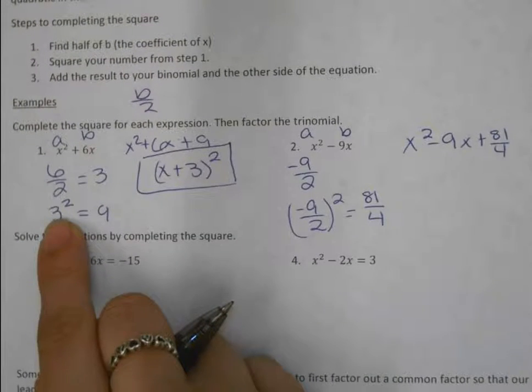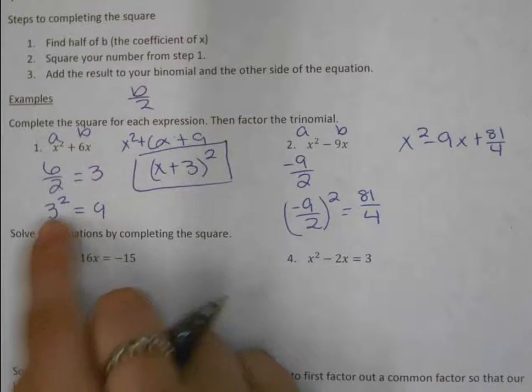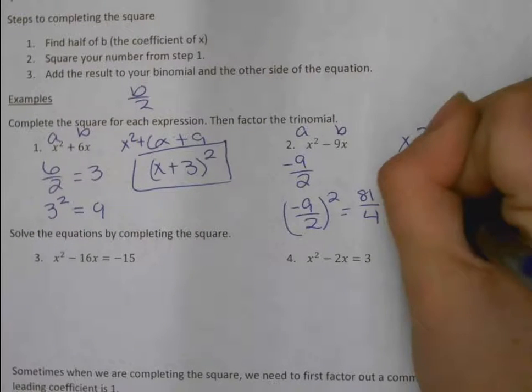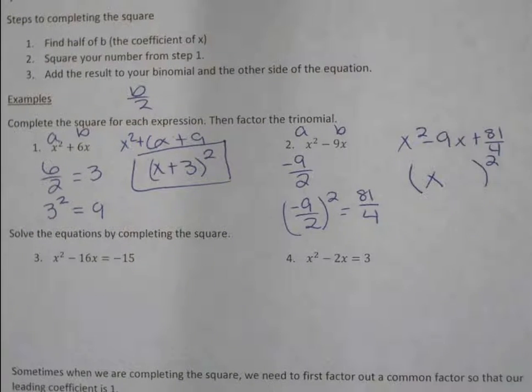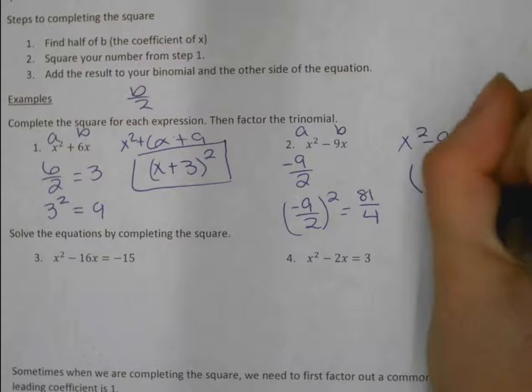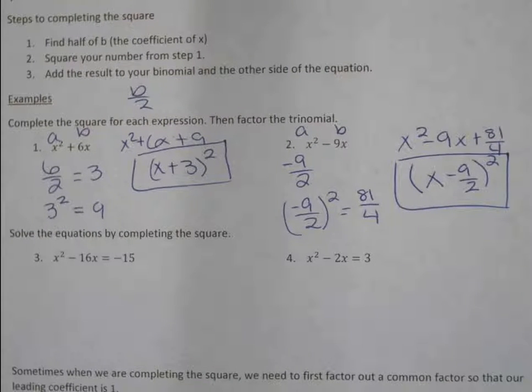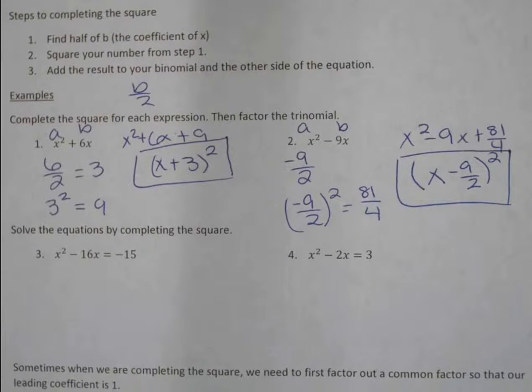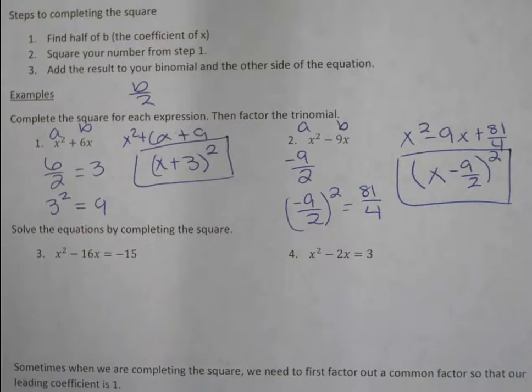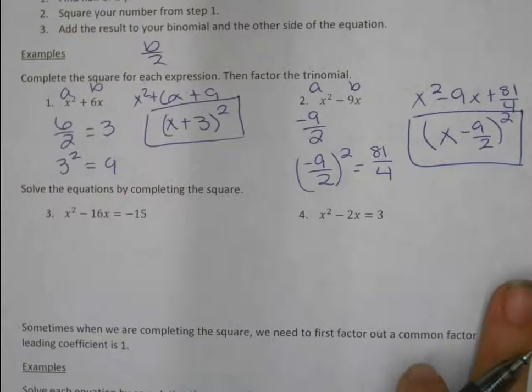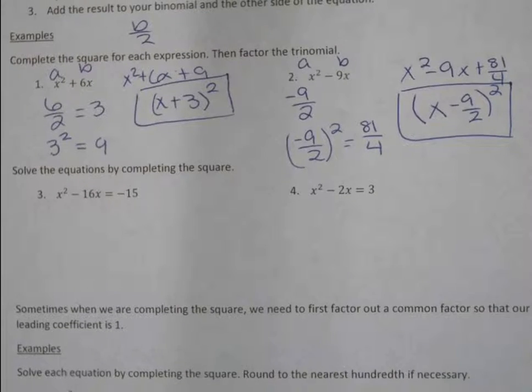So this 3 came from the number that I squared. So what number will it be inside the parentheses with the x? Negative 9 over 2. I keep the sign. Questions on number 2? Okay, so that was just practice on finding the square. Numbers 3 and 4, I'm actually solving by completing the square.